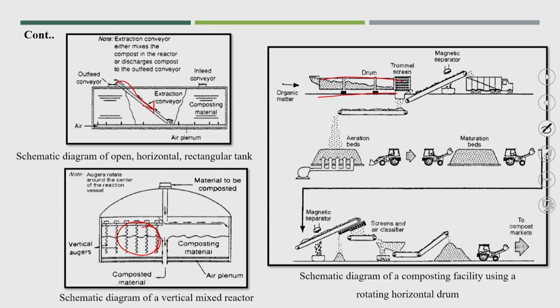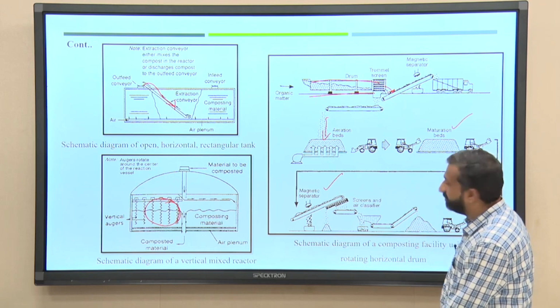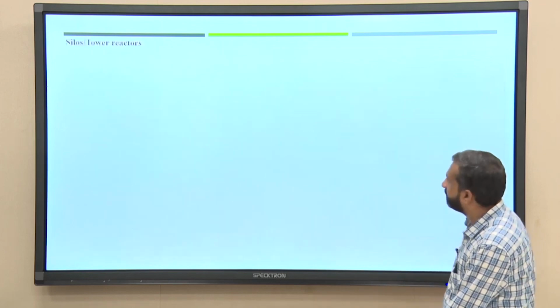So, initially the organic matter will go for the composting. After that, whatever compost is produced, with the magnetic separation the metal part will get removed. Again it will go for the aeration process, and again for the maturation process, and finally again a magnetic separator, and finally the product will go for the market. Okay. So, likewise this is the clear schematic diagram of the in-vessel composting process.